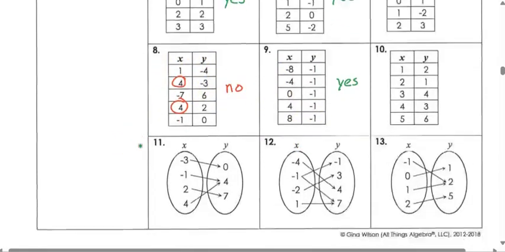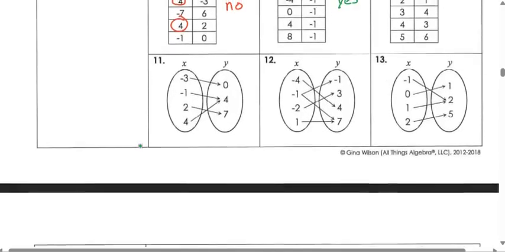All right, then we have mappings, all right? And so in a mapping, what I'm looking for is each x value should only have one line coming out of it, all right? So that means if it has one line coming out of it, it's only matched with this number. So this mapping, yes, it is a function, all right? But number 12, if you see -1 has two lines coming out of it, it goes to -1 and it goes to +7. That means no, this is not a function because that -1 is a repeating x value.